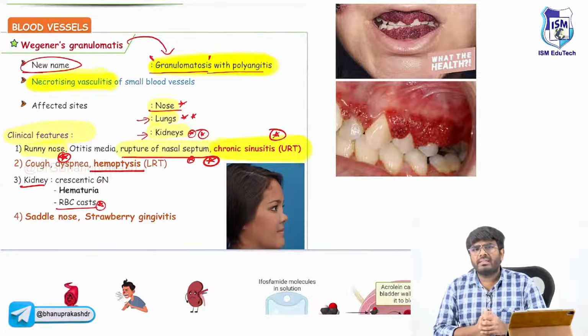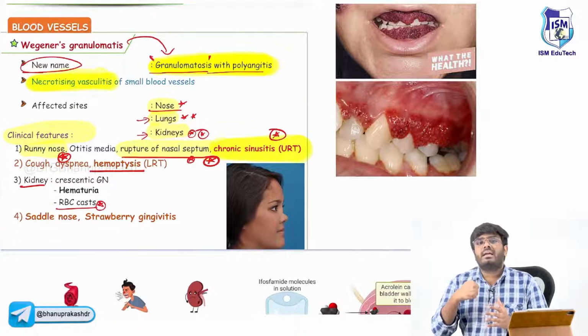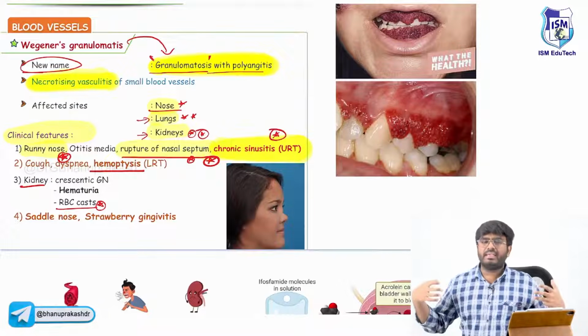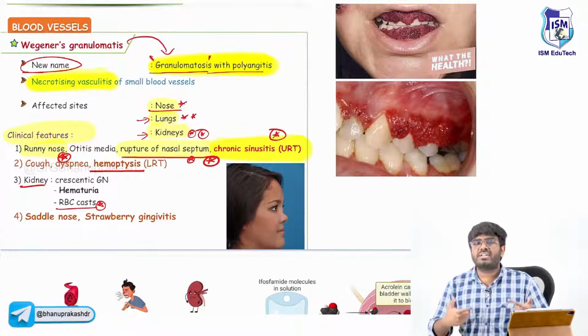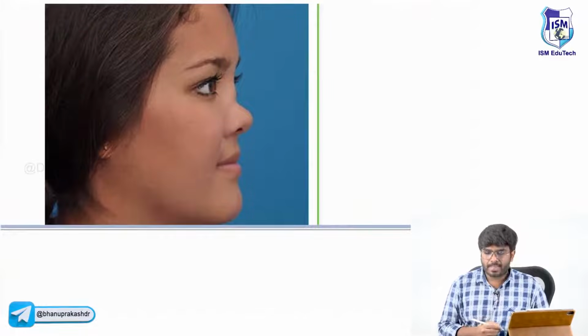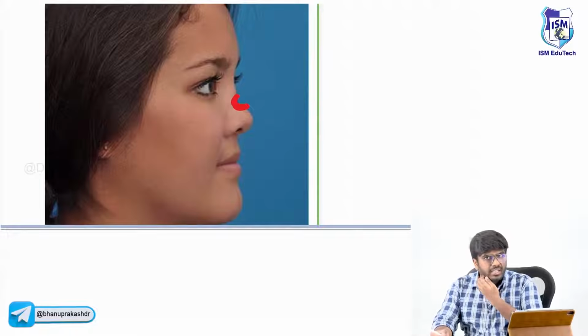And kidney involvement, that is the crescentic glomerulonephritis or rapidly progressive glomerulonephritis, is going to occur in the kidneys, which will lead to hematuria with RBC casts seen in the urine. Now if you look at this, patients with Wegener's granulomatosis are going to have saddle nose deformity. Saddle shaped nose is going to be there.